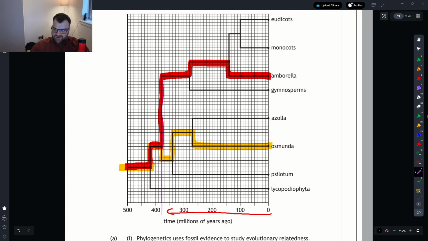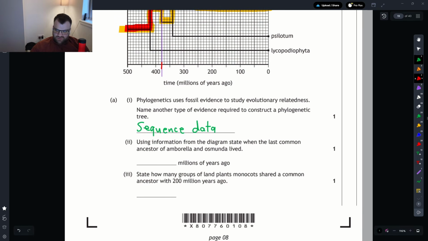We need to figure out how much is each little box. Well, there are 10 boxes between 0 and 100. That must mean we're going up in tens. So at this point here, it would be 380 million years ago. I've already said the millions part, so 380. So track it back until they're both on the same vertical line.